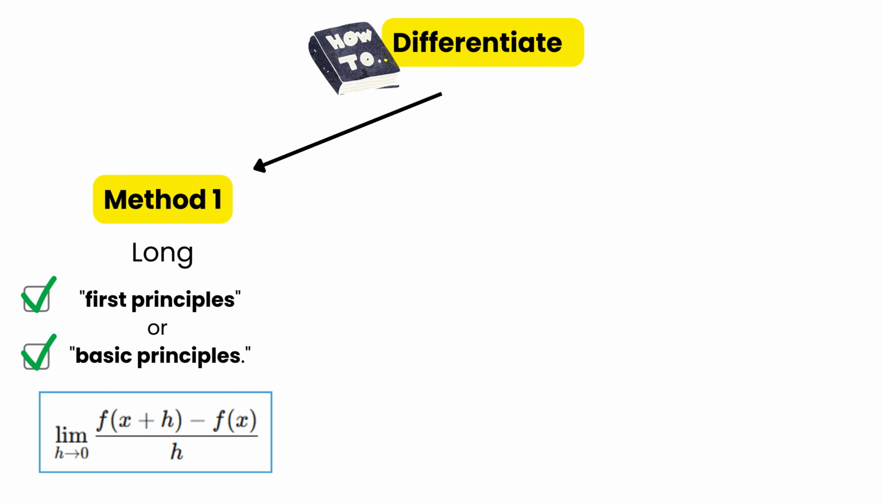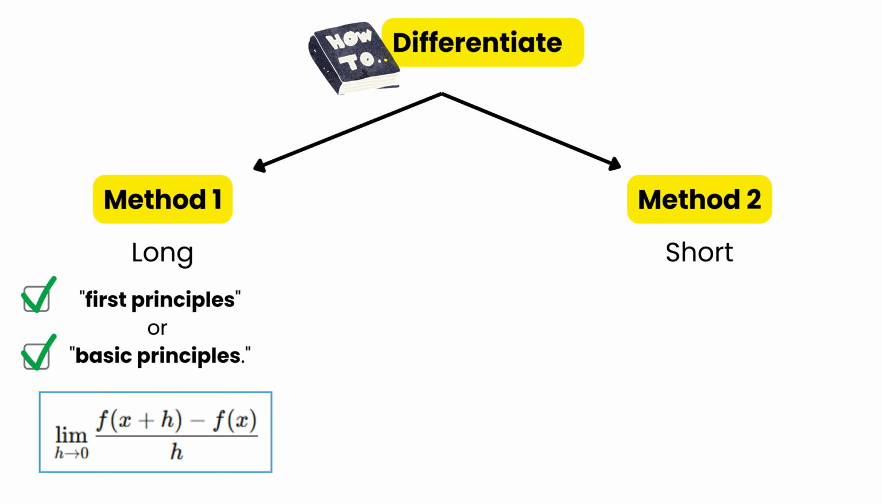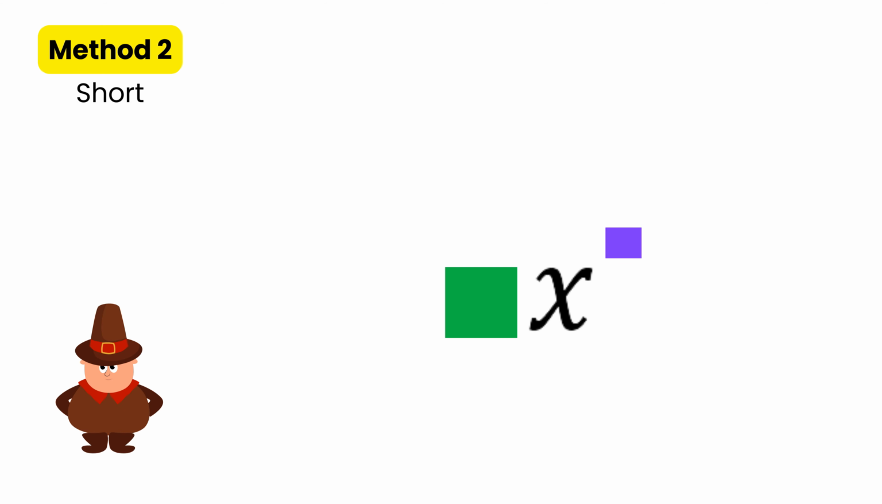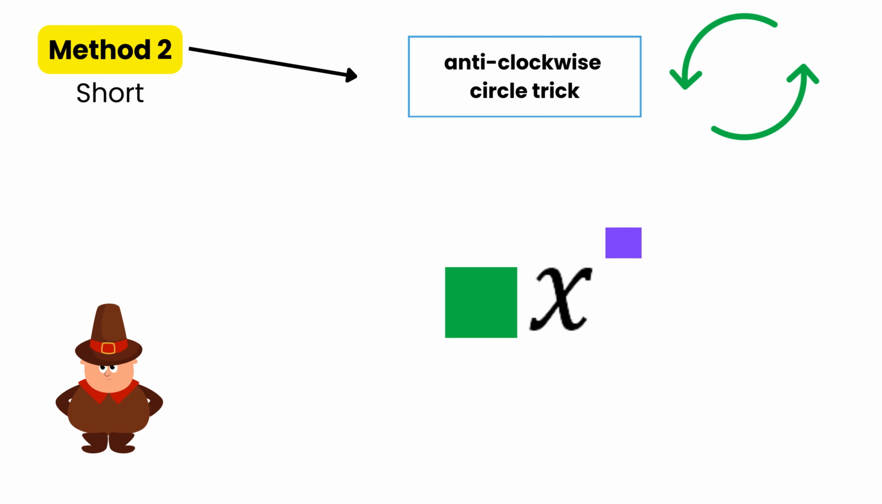Now, the second method we use is called the short method of differentiation. Very important. We always use the short method when the question doesn't explicitly say, use first principles. So how does this short method work? To do it, we use the anti-clockwise circle trick, an easy and powerful shortcut for differentiating quickly. Let's go through the second short method step by step. For this method, we use the anti-clockwise circle trick to differentiate quickly and easily. To use this trick, we always start right at the top with the power.